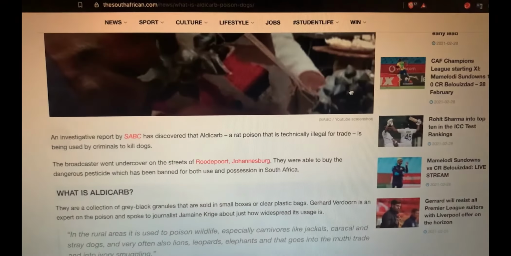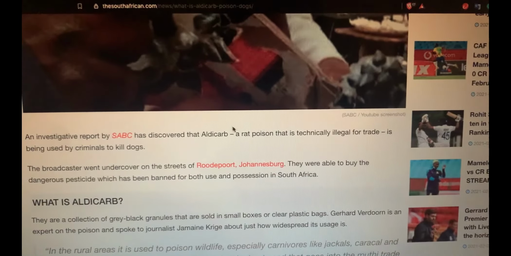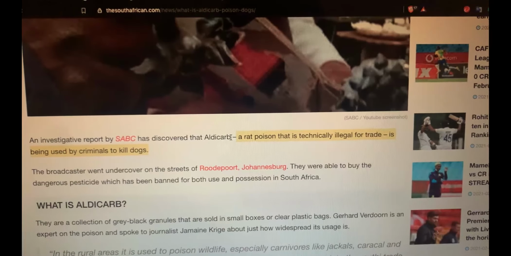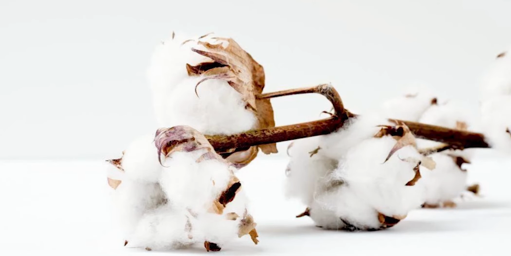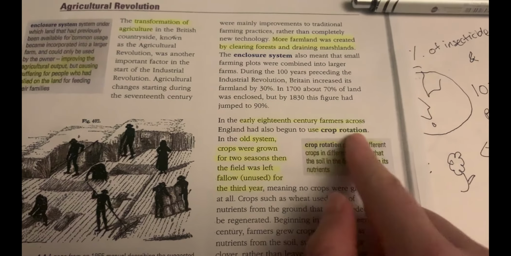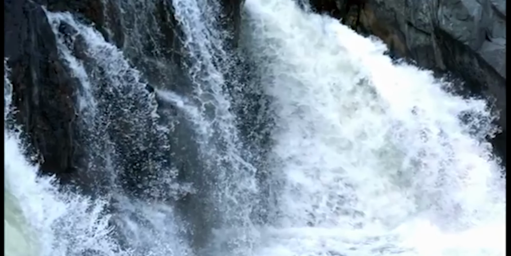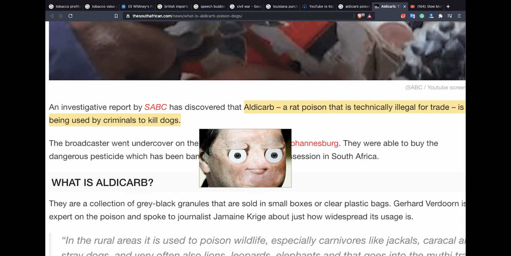Fortunately, we have become more aware of the unsustainable growing practices of cotton and have developed methods such as organic cotton, which uses crop rotation to allow the soil to regenerate, uses up to 91% less water than conventional cotton, and uses no pesticides.